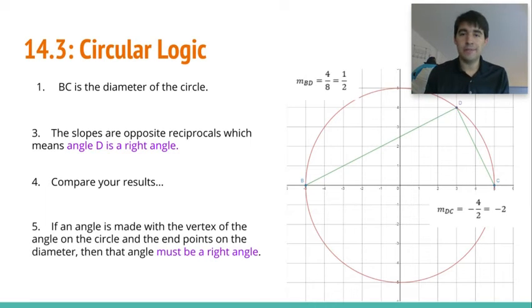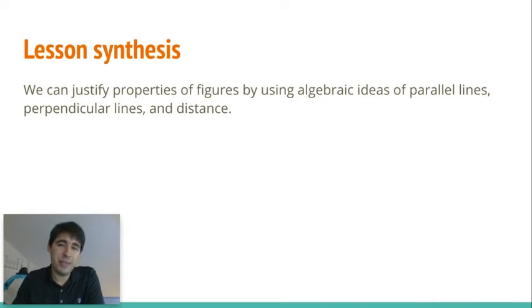a right angle. And this is actually a geometric property that we are going to want to know for next unit especially. If an angle is made where the vertex is on the circle and the endpoints are on the diameter, the angle must be a right angle. Cool. So like I said at the beginning of this video, this really wraps up the main part of this unit in that we can use algebraic techniques to prove things about geometric figures.